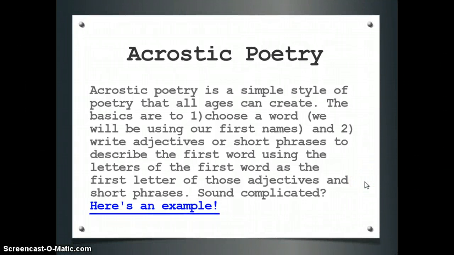Acrostic poetry is a pretty simple style of poetry that anyone of any age can create, and the two basic things that you have to do is, one, choose a word. We will be using our first names. And two, write adjectives or short phrases to describe the first word, or our name, using the letters of the first word as the first letter of those adjectives. I know that sounds kind of complicated, so why don't we look at an example that I've prepared.